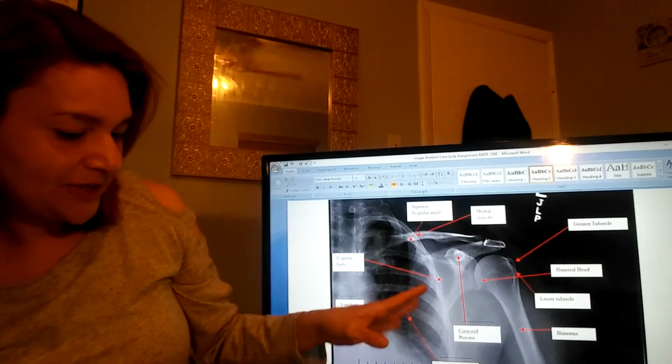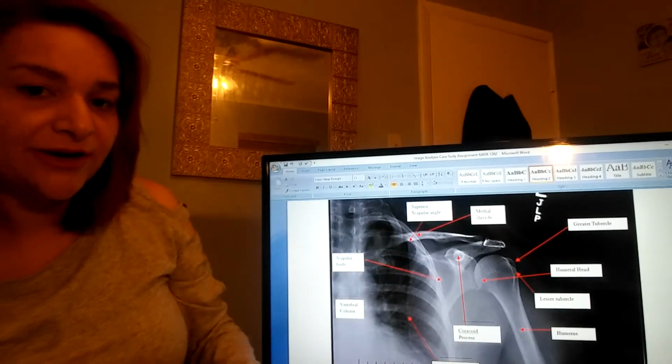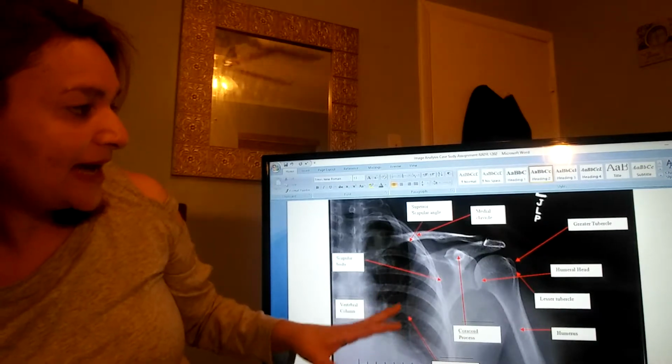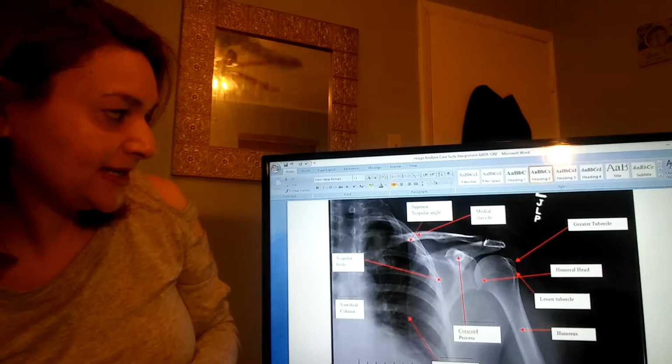So this is the image that we did. So let's go over some of the anatomy here that will correlate with the image criteria.